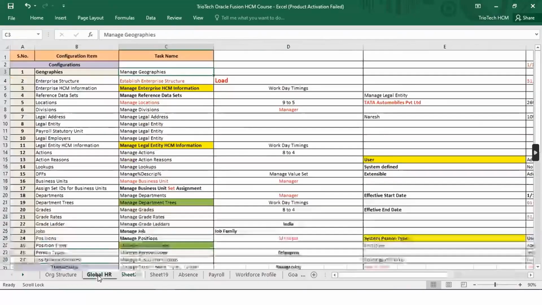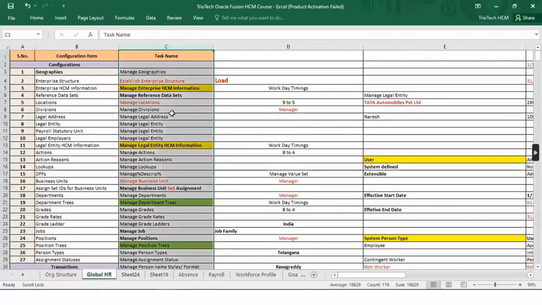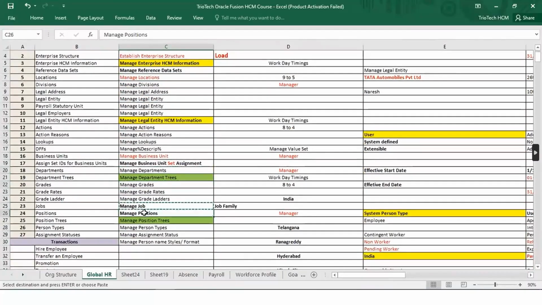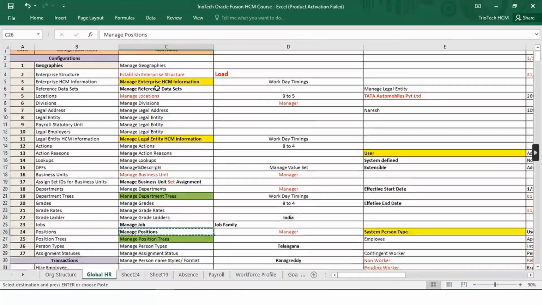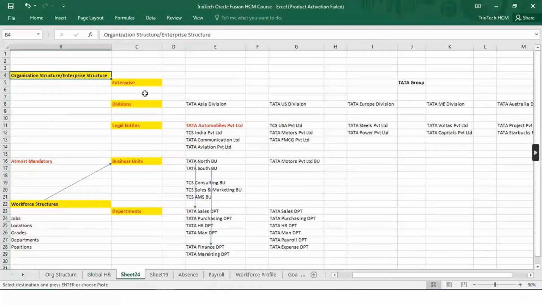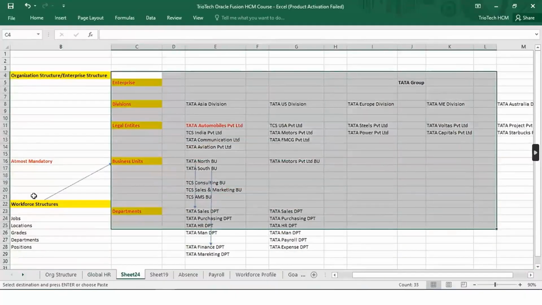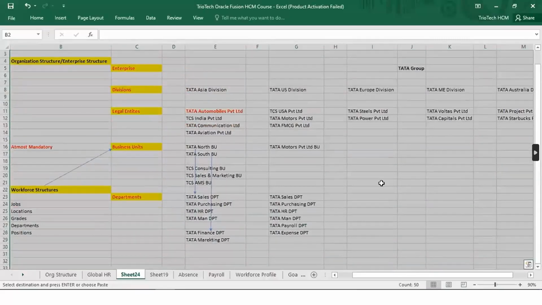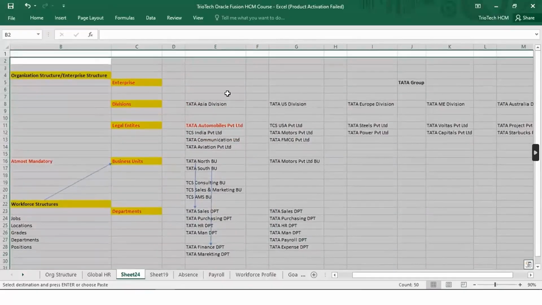See team. If you go to the core HR sheet, the setup tasks, what we have, that only we are going to configure. See, this is configuring the enterprise. Then see locations, then divisions, then legal entities, then business units, then departments, then see grades, jobs, locations, positions, whatnot. So in the entire core HR module team, we are going to configure our clients' organizations in the system and the work structures in the system. Once these things we configure team, we can hire the employees in the system.